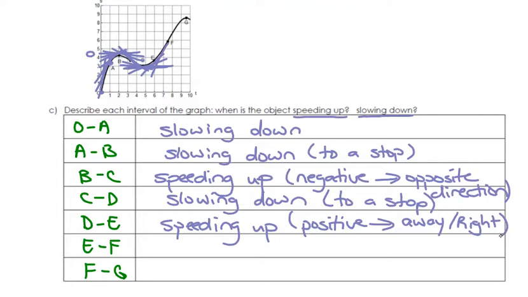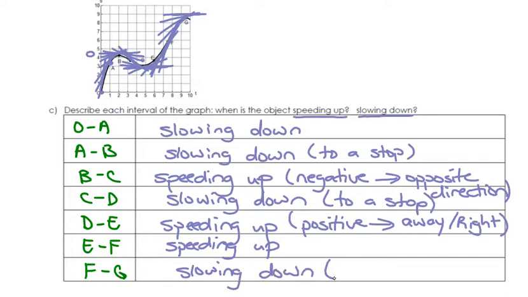Okay, now from E to F, you're getting even steeper, even steeper. So still speeding up. And lastly, from F to G, you know that G is going to be a flat slope. So since this is super positive, you're going to go less positive, less positive, less positive towards a 0. That must be slowing down, and then at G, you'll stop. Okay, so I hope that that makes a lot of sense.